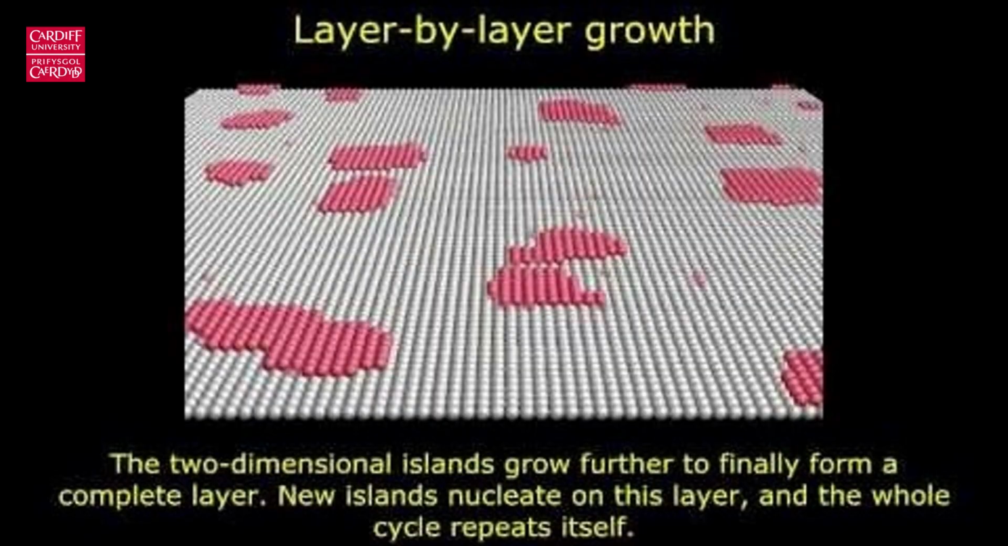The atoms that arrive will prefer to join the edge of the cluster, and these clusters, which are only 1 atom high, will grow until they all coalesce and form a new layer. Then a new cluster will be formed on the new layer. The new cluster will grow another layer, and so on.